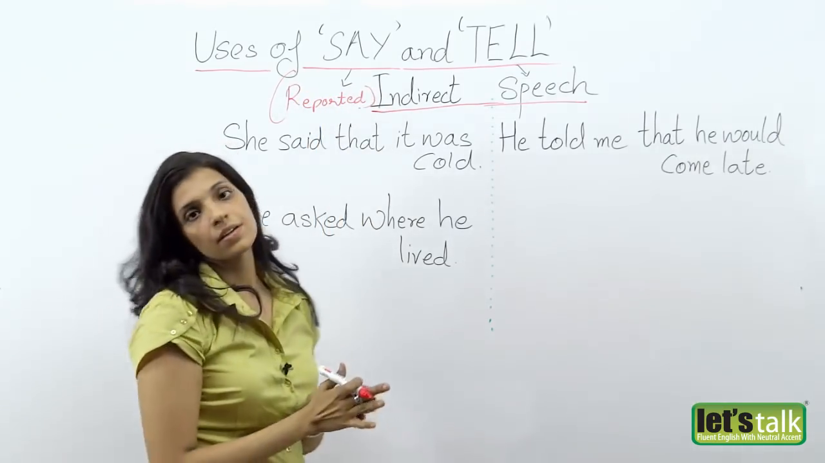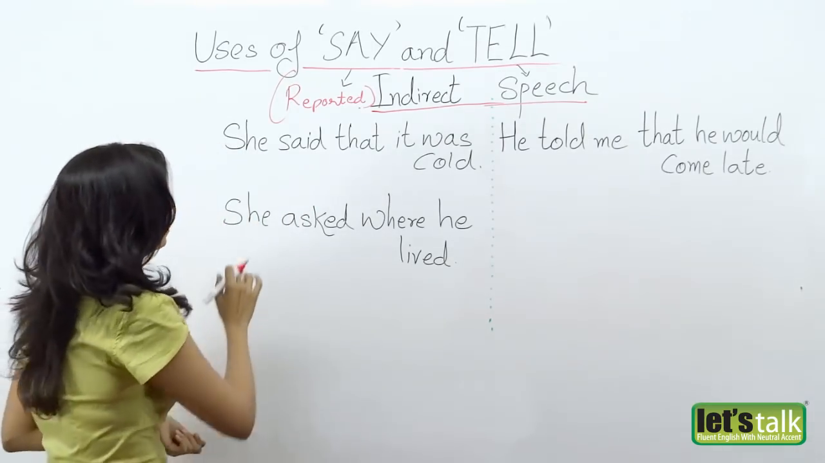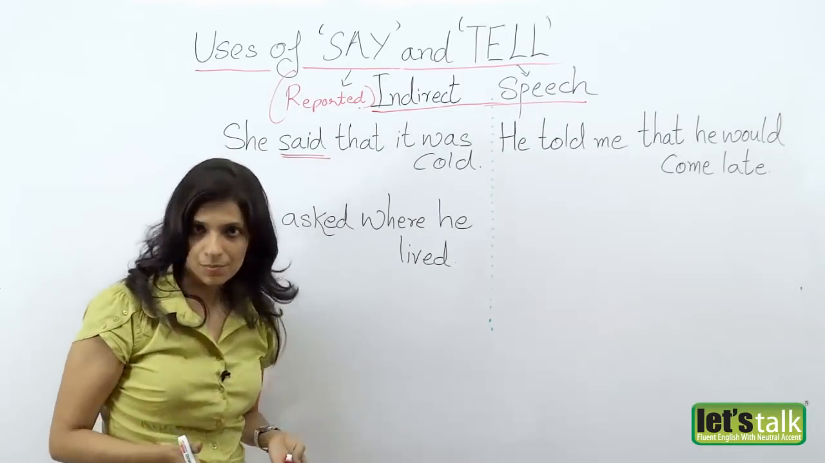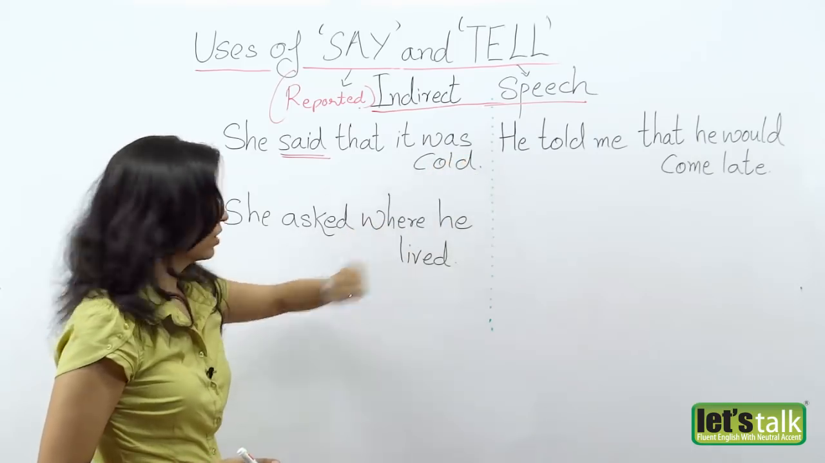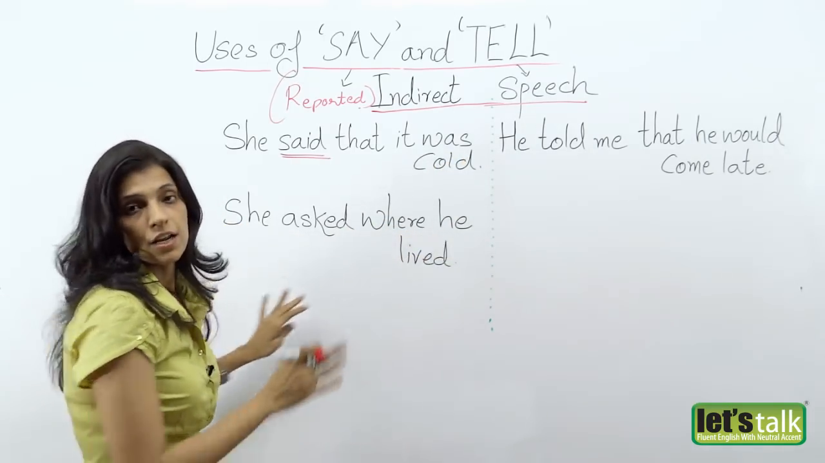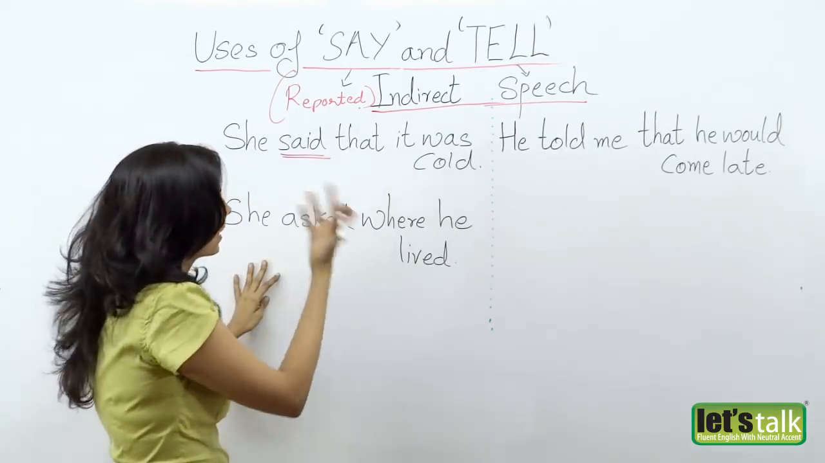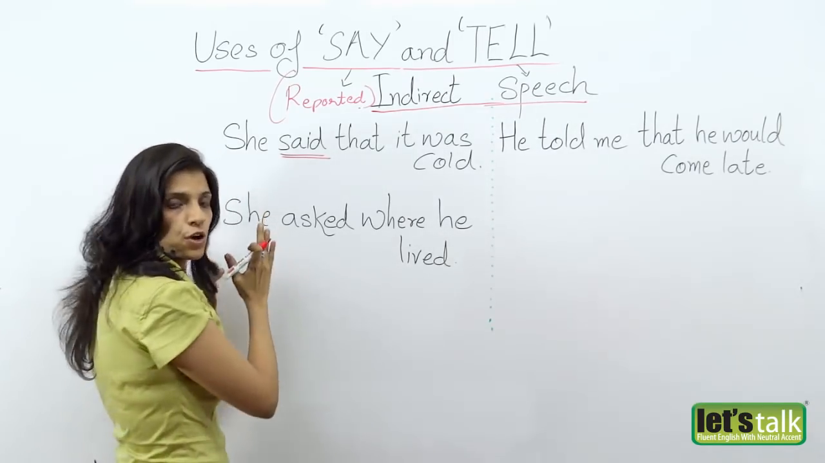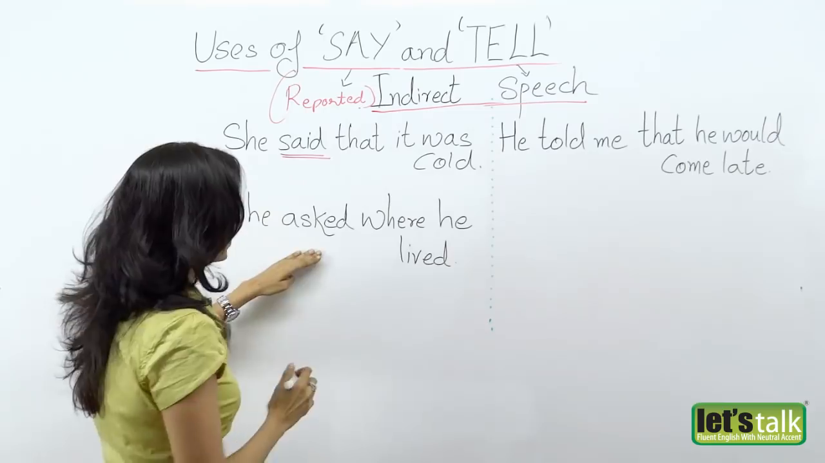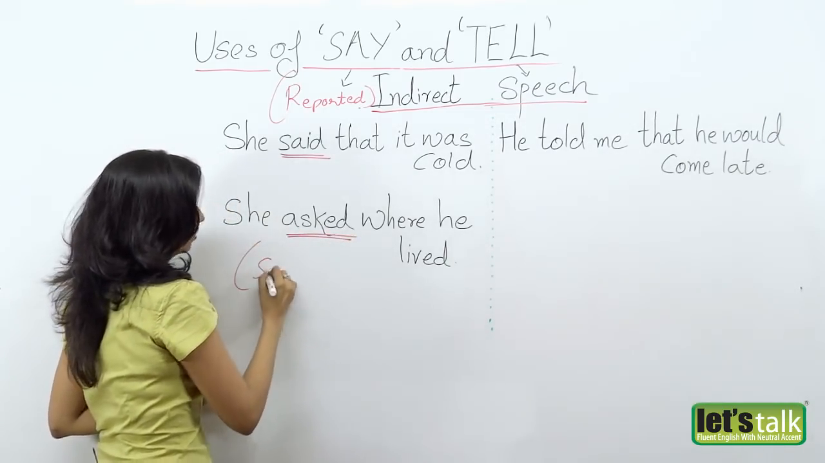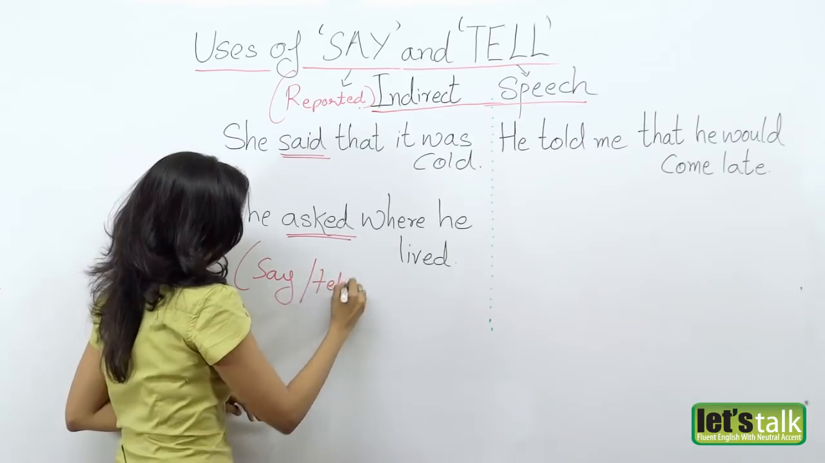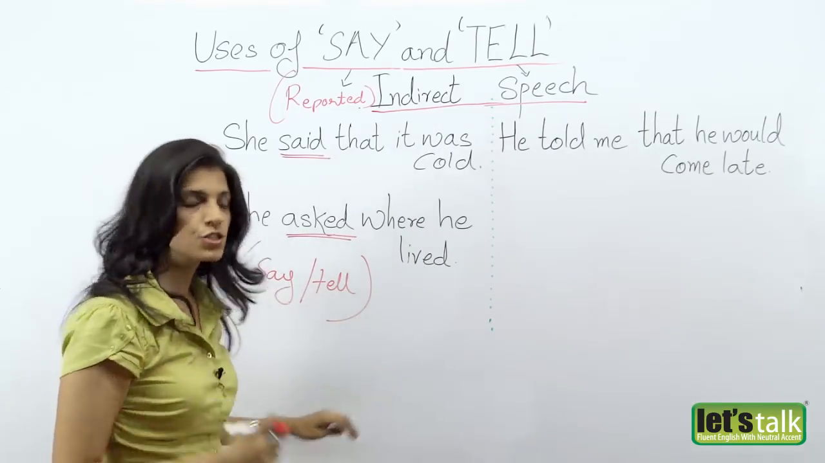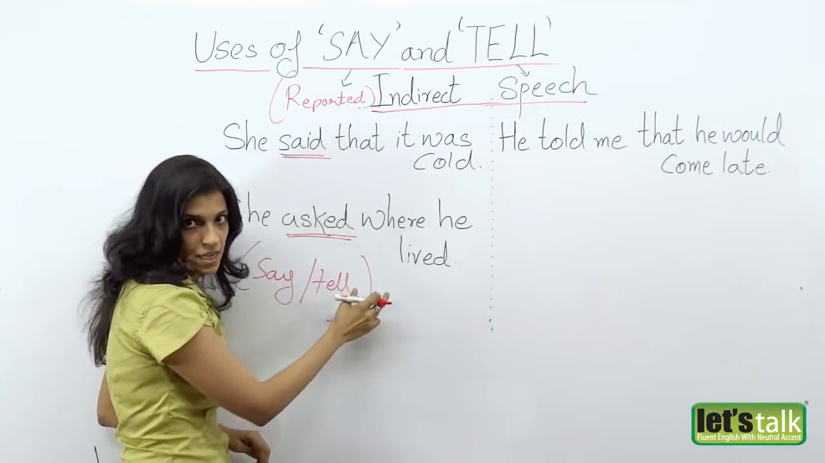We use both in the indirect speech. I have a few examples here. She said that it was cold. You remember in the previous example I said you say something, so she said that it was cold. She asked where he lived. Now in my second example, we have made a direct speech into an indirect speech where there was a question. So friends, please remember, when you talk about a question being asked in the indirect speech, you always say asked, not say or tell. Like I can't say she told where he lived or she said where he lived, because she asked a question. Please use the verb: she asked where he lived.